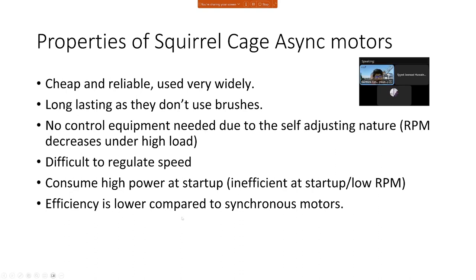Efficiency is lower compared to synchronous motors, which is why electric vehicles always use synchronous motors. Those motors have efficiencies in excess of 98%, and you can very easily see such efficiencies. More than 98%, just huge. It's like having a gear. One gear pair has an efficiency of 98%, whereas a diesel engine has 40%, petrol engine 30%.